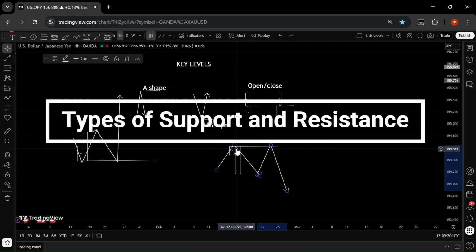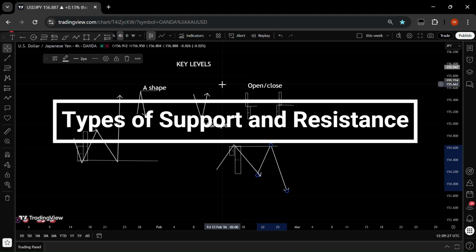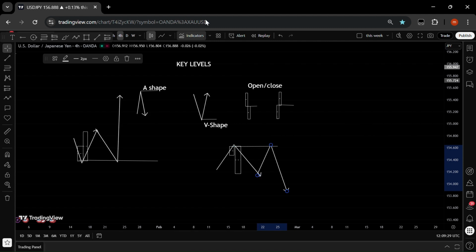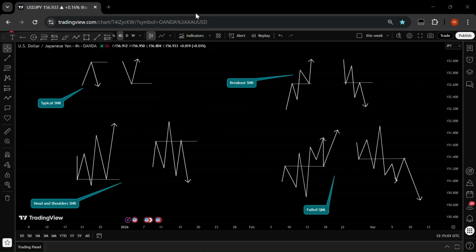So with that being said, we want to get into the types of support and resistance, or should I say the types or structures of this particular support and resistance key level. We have the typical support and resistance, which we all know, as I explained before, is the A shape for sells and the V shape for buys. We expect price to reject and then sell or buy from there.